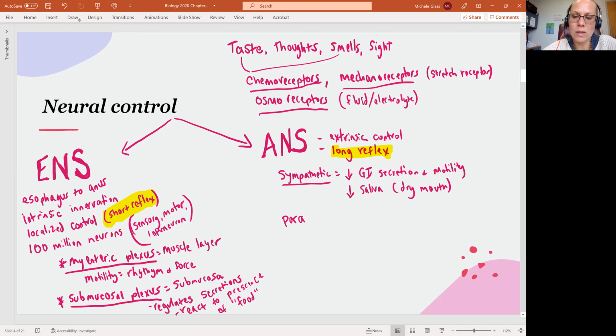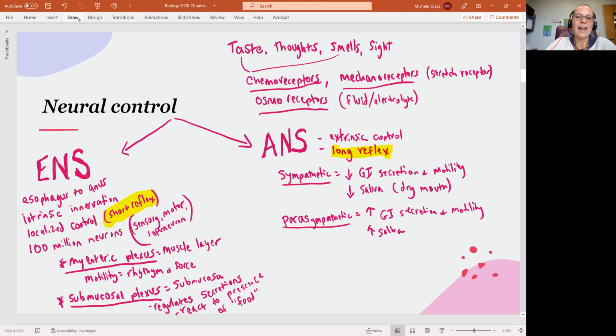We also see, of course, the parasympathetic division is doing the opposite. So it's going to increase the GI or gastrointestinal tract secretions and motility. We can talk about it as increasing saliva production. And so even just thinking of food might cause more moisture in your mouth, might cause you to drool a little bit.